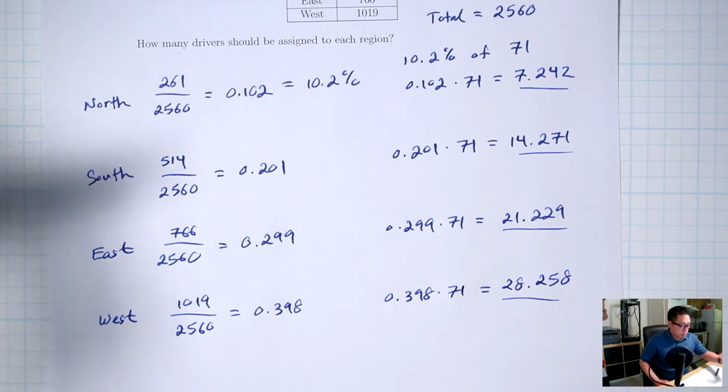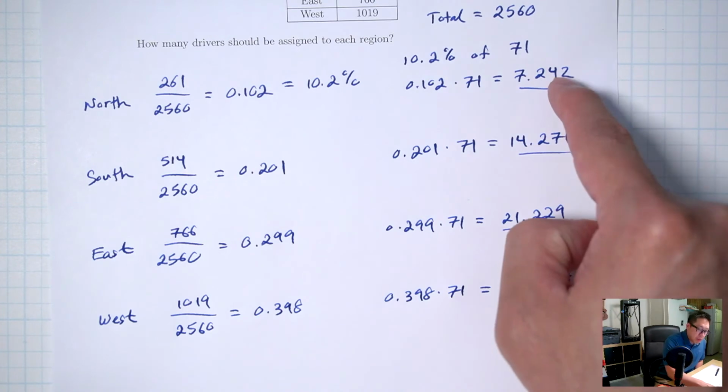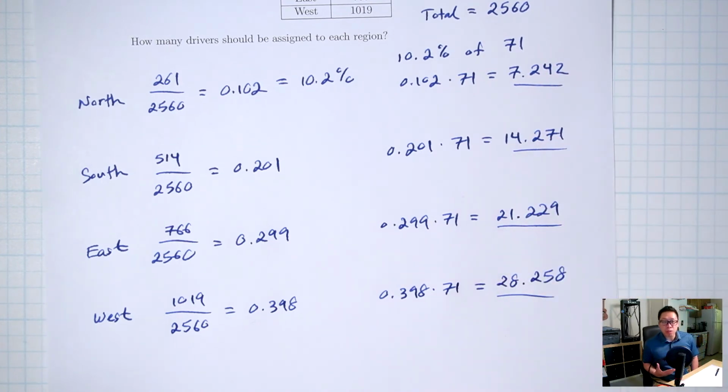All right, so go ahead and check your work and make sure you're getting the same answers that I am. So these are exactly how many drivers each of those regions should get. So the North should get 7.242 drivers. Now, let's decide on what to do with these decimals.